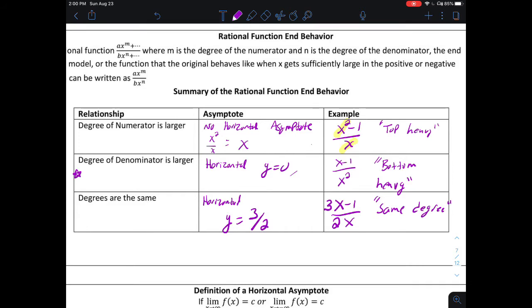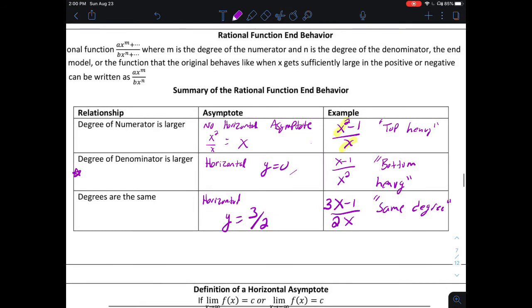So this would reduce down to some kind of polynomial function. Then I could say, hey, right side goes up, left side goes down in that case, and I could write my limits. But main thing, if it's bottom heavy, y equals 0. Same degrees, ratio of coefficients. Top heavy is going to be positive or negative infinity.